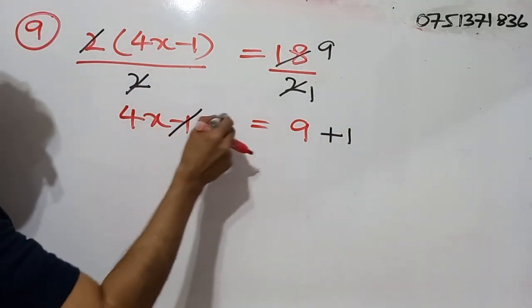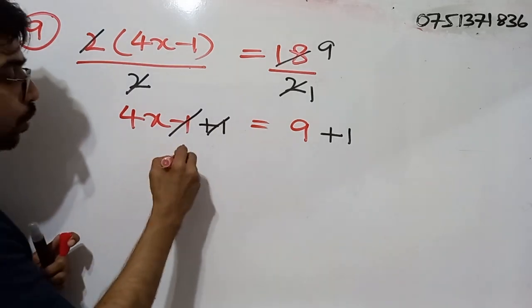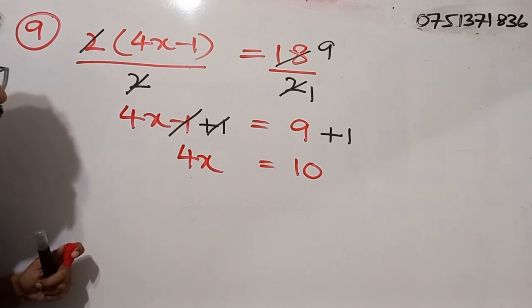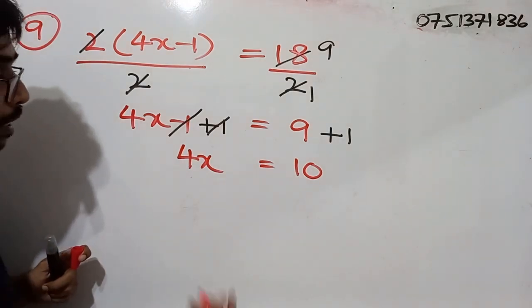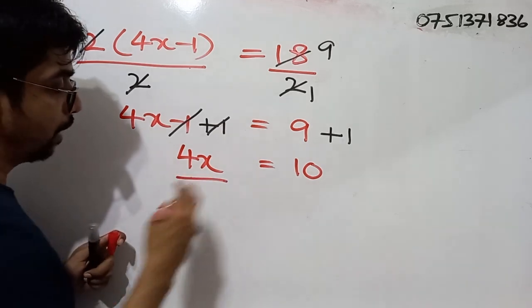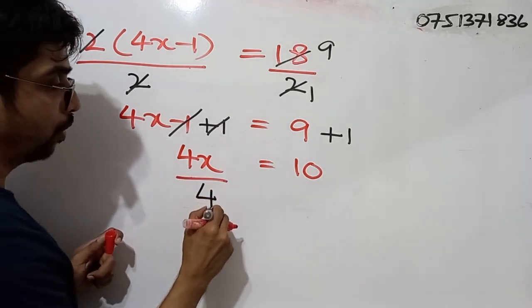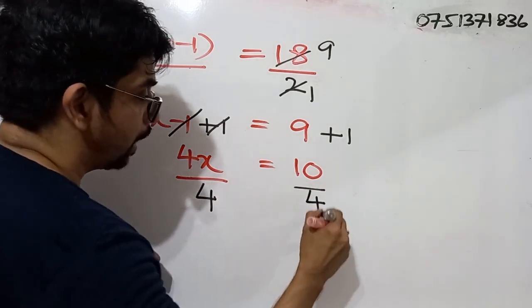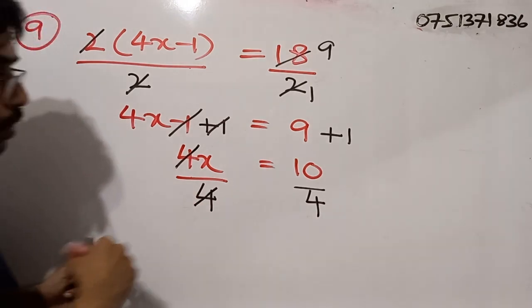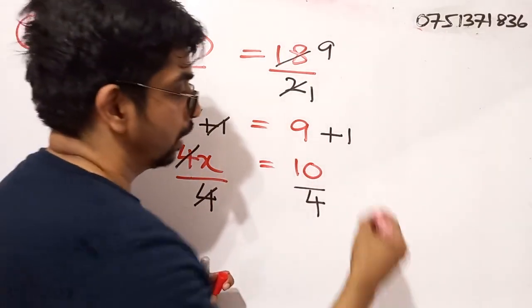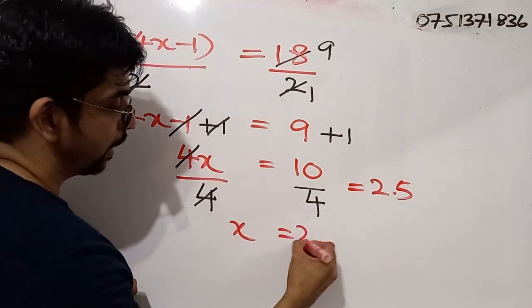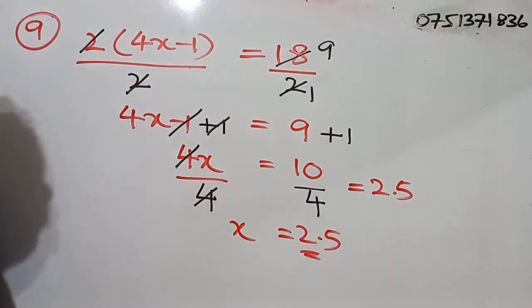So I can cancel off these 2. So 4x is equal to what? 10. Now what is the value of x? How do we find it? We have to divide 4x by 4, right? So divide by what? Divide by 4. So we have to do the same thing on the other side. So here I can cancel off these 2, right? So 10 divided by 4, what is that? We get 2.5. So what is the value of x? x is equal to 2.5.